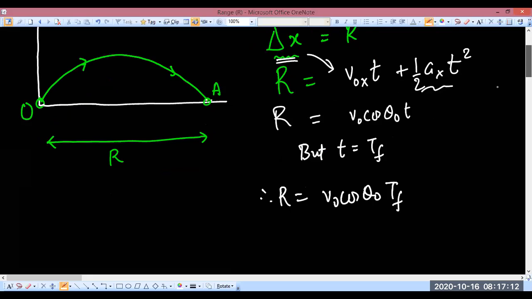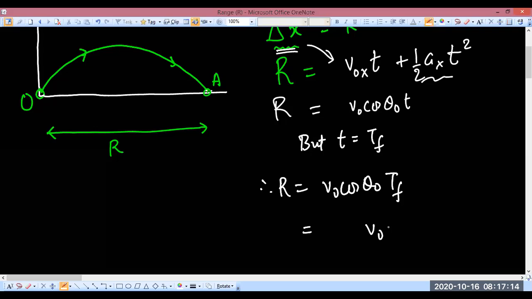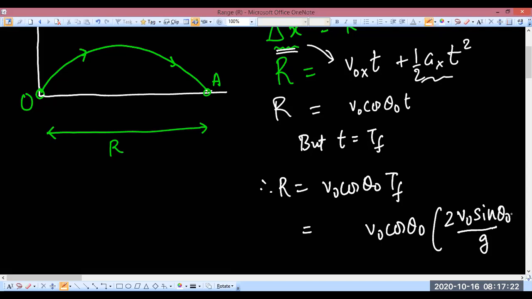Okay, but what is TF? We derived a formula for TF. Let's use that formula here. What's the formula of TF? 2v0 sine theta 0 by g, right? That's what we derived just a while ago.